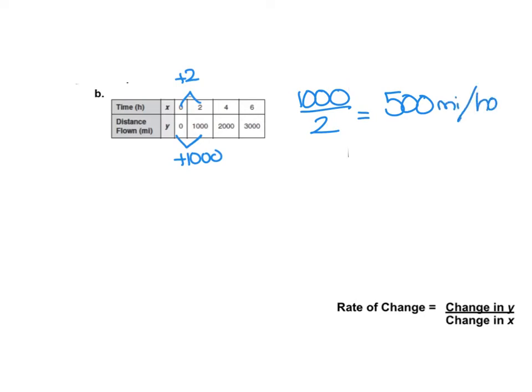All right, in our next one, again, we start with the change in the y, and we're going up 1,000. And then the change in the x, we're going up 2. So let's simplify that to 1,000 all over 2, and that will be equal to 500. And what does this look like? It's miles per hour.